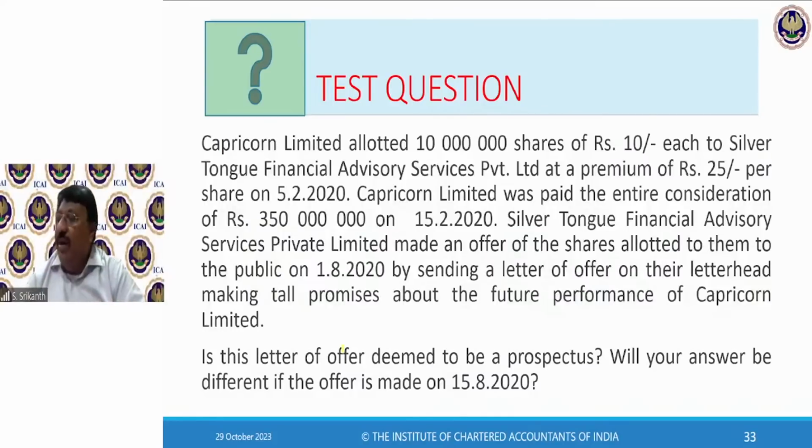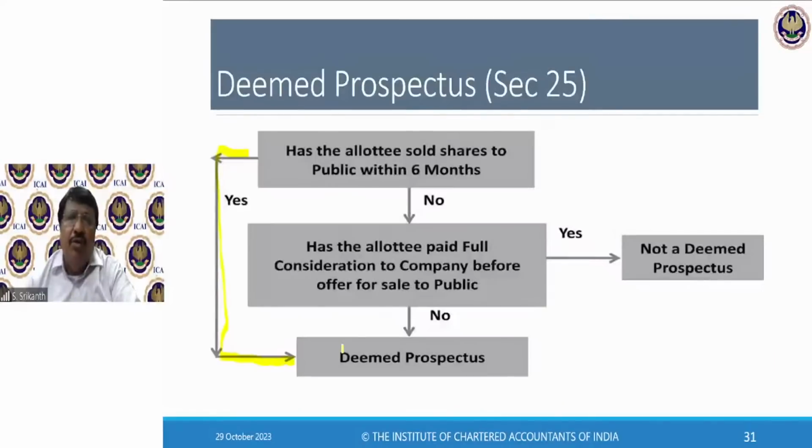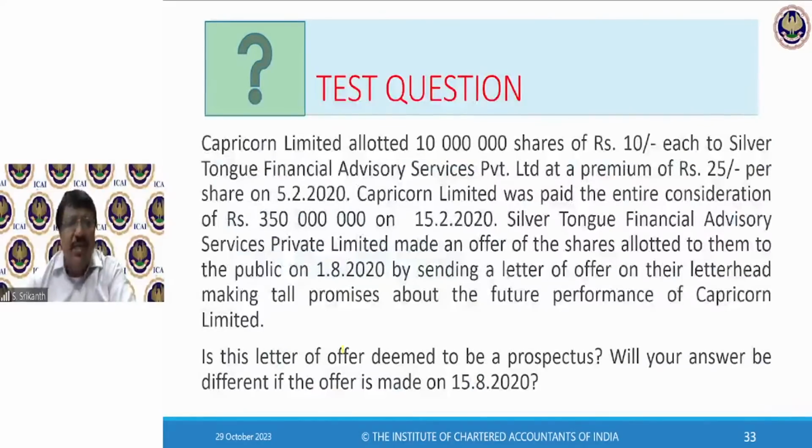Whereas when was the offer made? It was made on 1/8/2020, which means less than 6 months. So if you go by the flowchart, has the allottee sold shares to the public within 6 months? Yes. The offer was made within 6 months. Straight away a deemed prospectus. You do not have to go to the next condition at all.